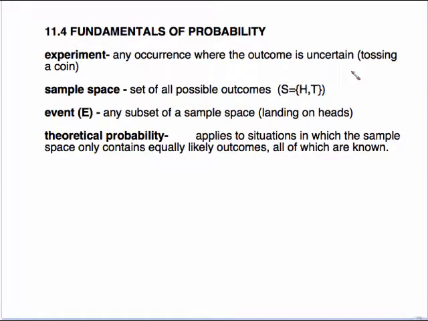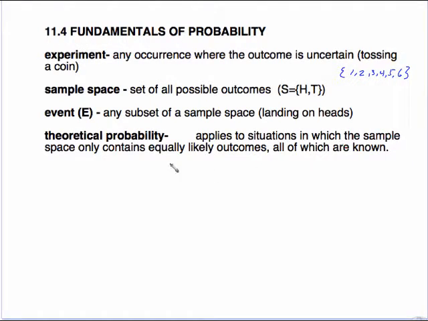If we're talking about rolling a die, then our sample space would be 1, 2, 3, 4, 5, 6, because those are the things that can happen when you roll one die. The event E is any subset of a sample space. So landing on heads might be the event we're interested in, or rolling a 4 might be the event we're interested in.